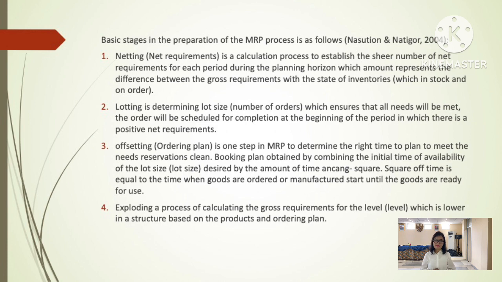The basic stages in the preparation of the MRP process are as follows. First, netting, or net requirement, is a calculation process to establish the net number of requirements for each period during the planning horizon, which represents the difference between the gross requirements and the state of inventories, which is in stock and on order.